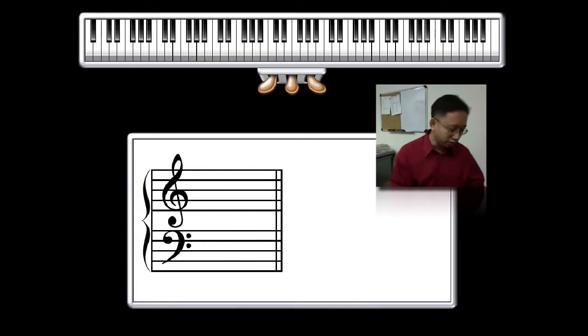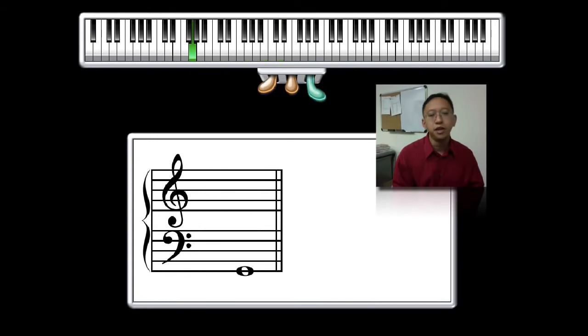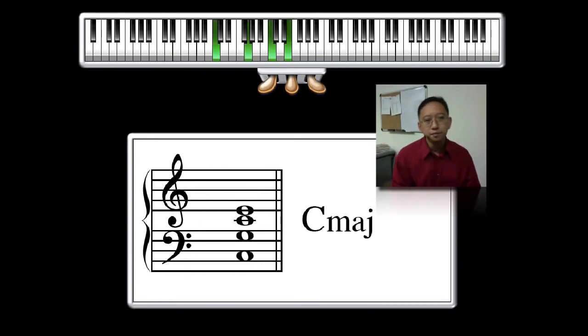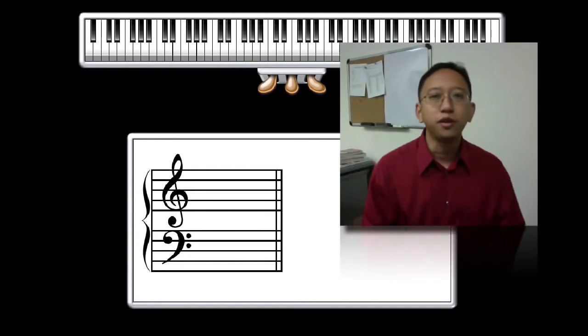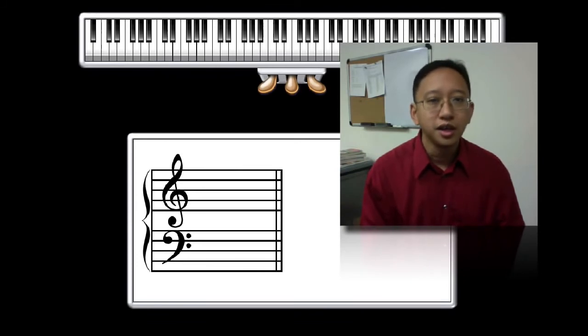So again, just those three chords that I did, I could do a C major, D minor, G major, C. So hopefully that explains to you how we do the chord symbols in a lot of pop sheet music. And if you have any questions, just let me know.